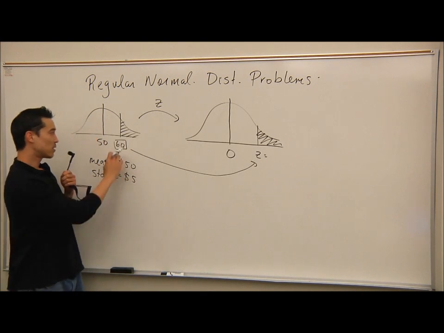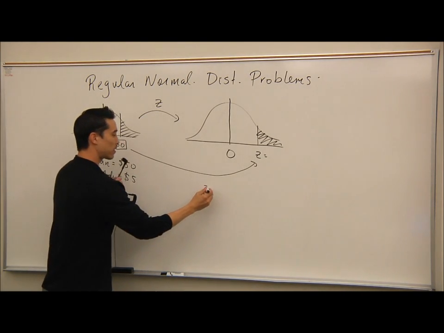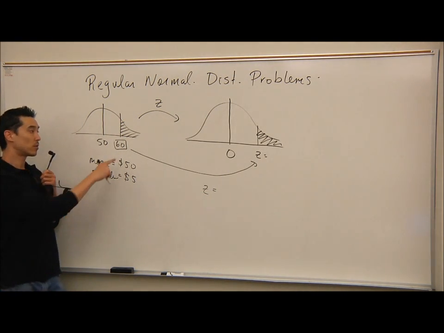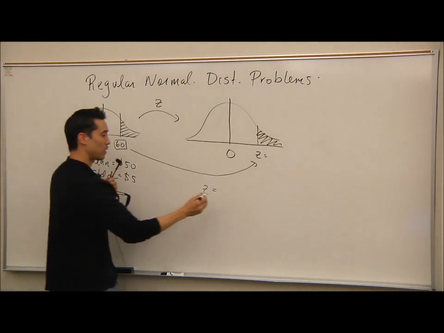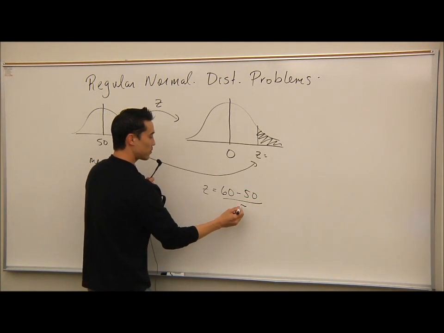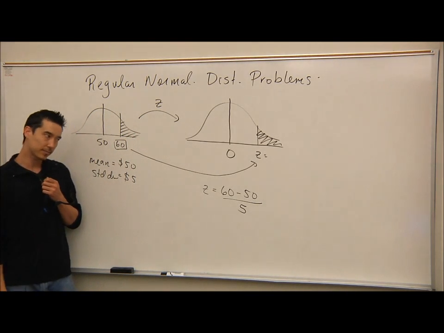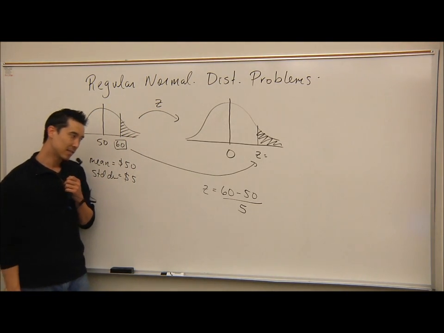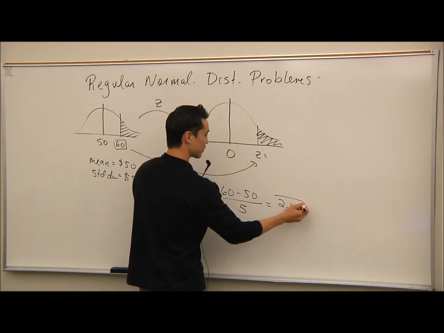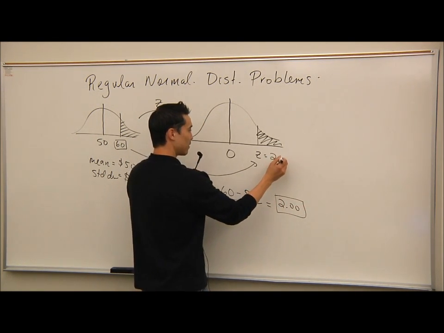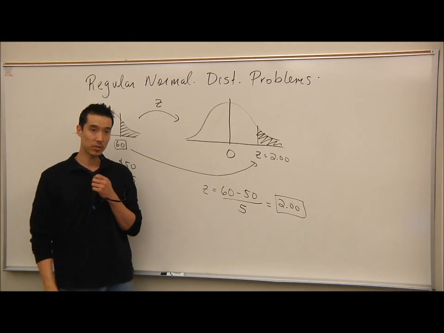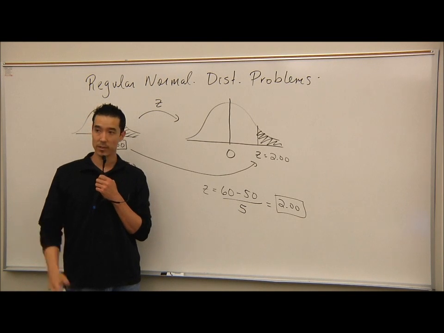Okay? So I have this situation. I want to figure out what z is. We use our z formula. It's your value, 60, minus the mean, in this case 50, divided by the standard deviation, which was 5. So I made it really nice numbers here. 60 minus 50 is 10, and 10 over 5 is 2.00. Okay? So now the question becomes, find the area to the right of z equals 2.00, which we should be able to do in 10 seconds.